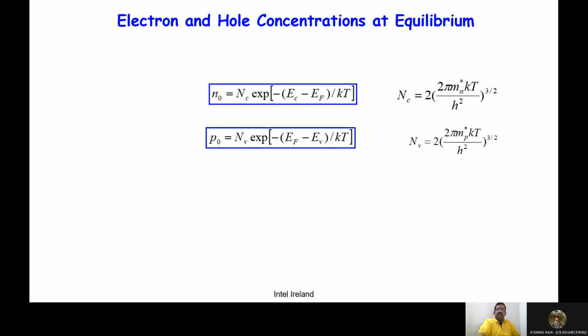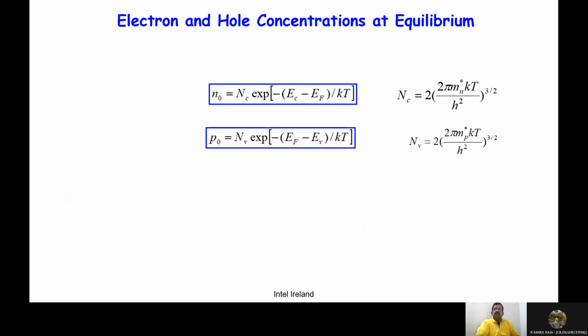N naught equals Nc exponential of minus (Ec minus Ef). So the difference in the energy level, how much is the difference between the Fermi energy and the conduction band, will decide how many electrons are able to hop into the conduction band. Similarly, the difference between the valence band and the Fermi energy in a p-type will decide how many holes are being created in the valence band. So you have to understand this very clearly.